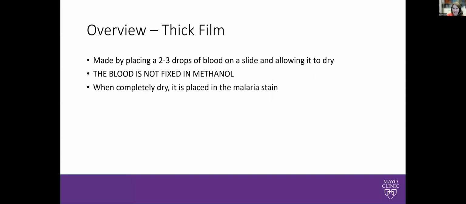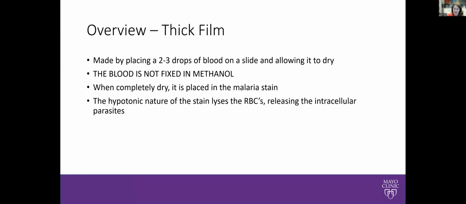And then when it is completely dry, it's placed into a container of malaria stain. And the malaria stain has water in it. The hypotonic nature of the stain means that the water rushes inside of the red blood cells, it bursts the red blood cells, and that releases all of the intracellular parasites. So now you have all the parasites free from the red blood cells, and all the red blood cells have been lysed. So you could very easily focus up and down through that thick layer of 2 to 3 drops of blood and identify even just a few parasites. That's why it's more sensitive.